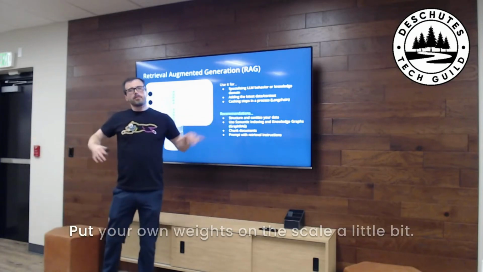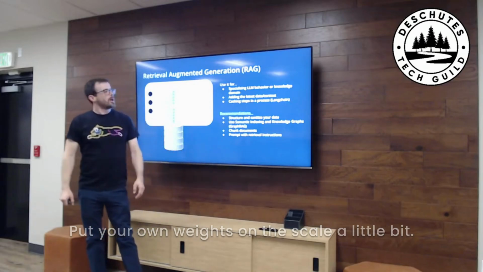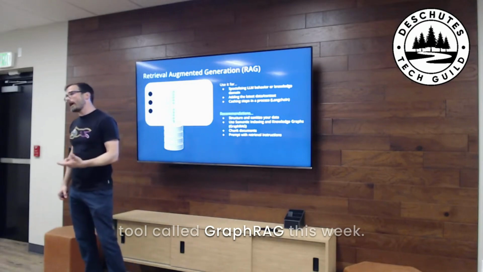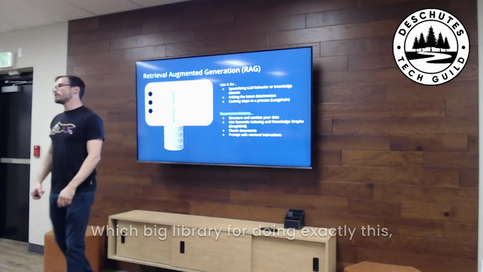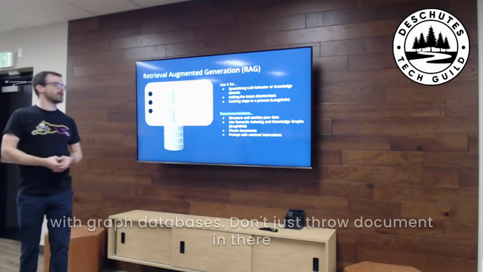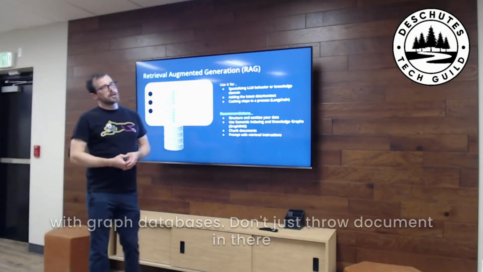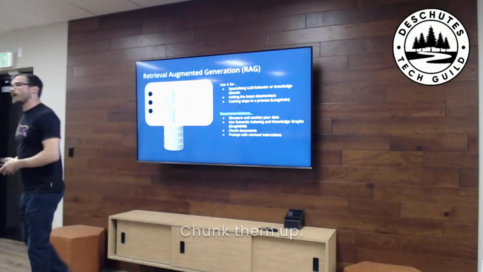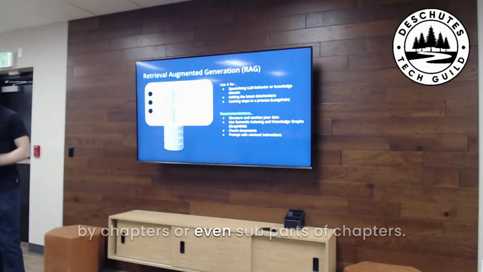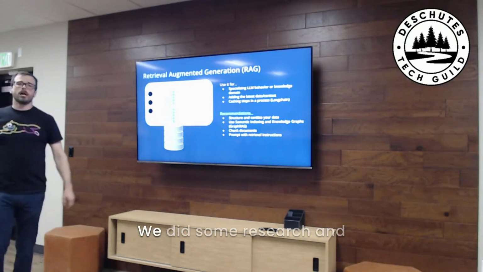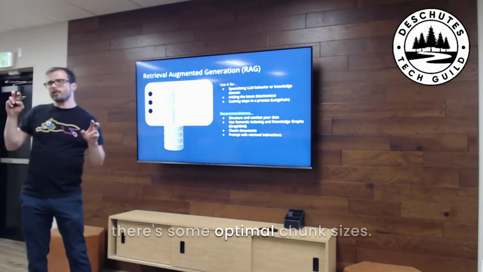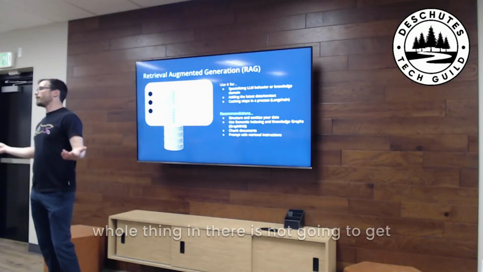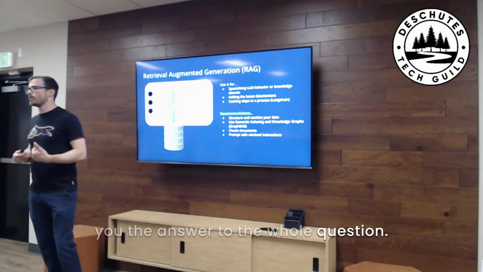Semantic indexing: put your own weights on the scale a little bit. Knowledge graphs: Microsoft actually just released an open source tool called GraphRAG this week, a big library for doing exactly this with graph databases. Don't just throw a document in there and expect that it's going to read it all. Chunk them up. If you're throwing a book in there, do it by chapters or even subparts of chapters. We did some research, and there are some optimal chunk sizes. I don't know them offhand, but just throwing the whole thing in there is not going to get you the answer to the whole question.